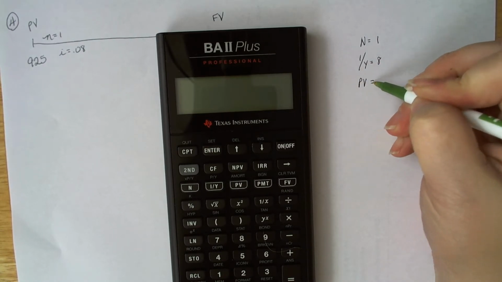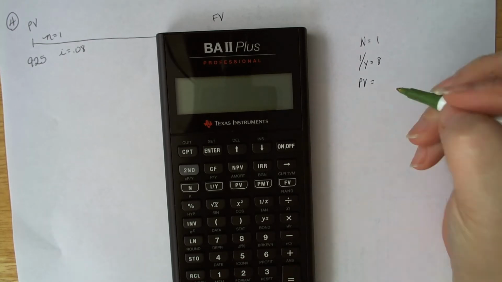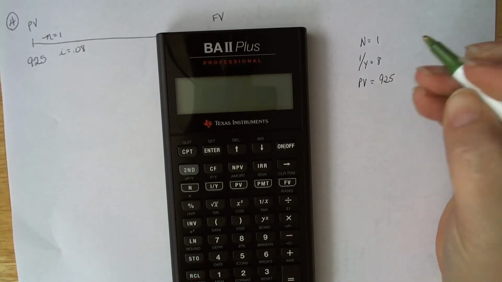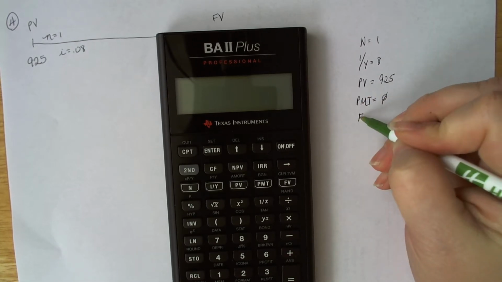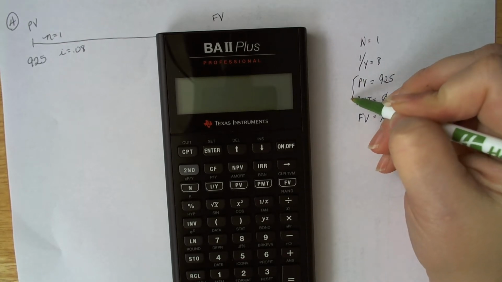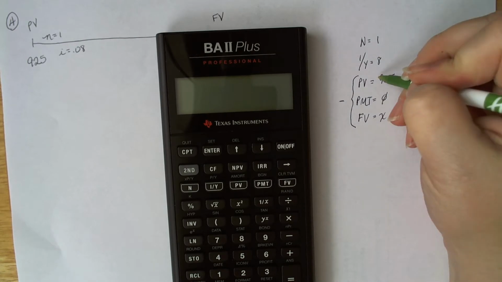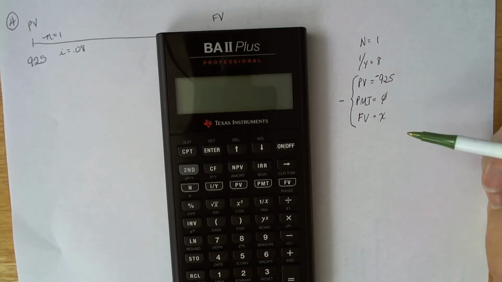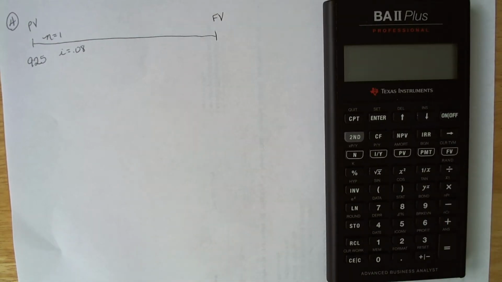Present value is equal to 925. We've made no payments toward this, and we're looking for the future value. And the unique thing about these three keys is one of them has to be entered as a negative. So we'll enter present value as a negative because we have no payments and we're solving for future value. So we'll come back to that.